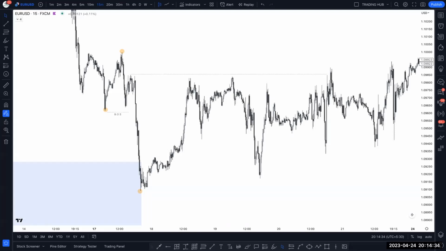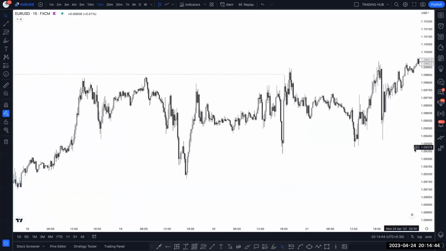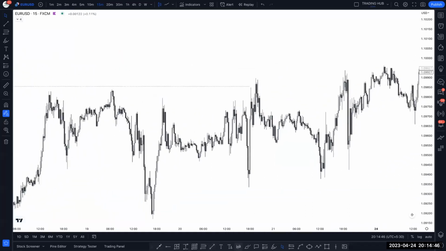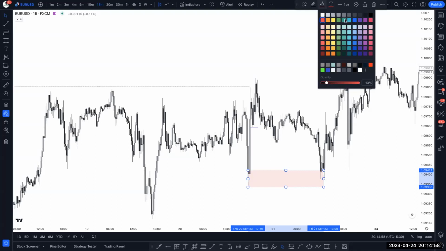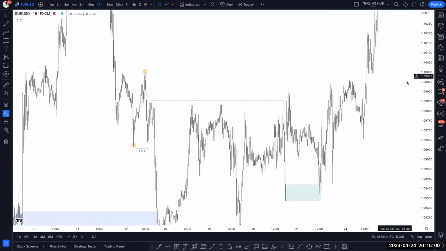So market creates CHoCH. CHoCH taken out the inducement is here, because this is a first pullback, and after taking out the inducement, where is our order block? This one. And continue going higher high.